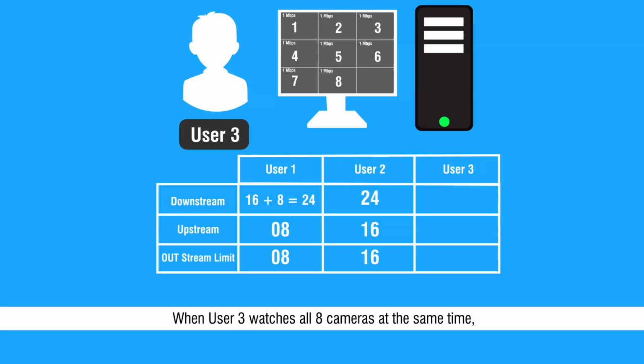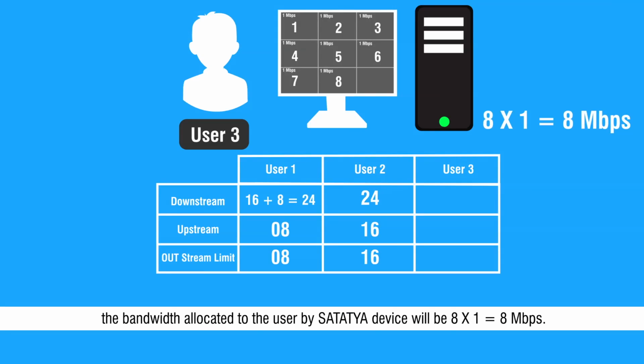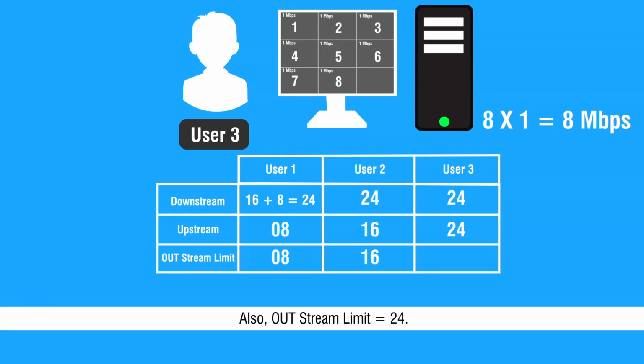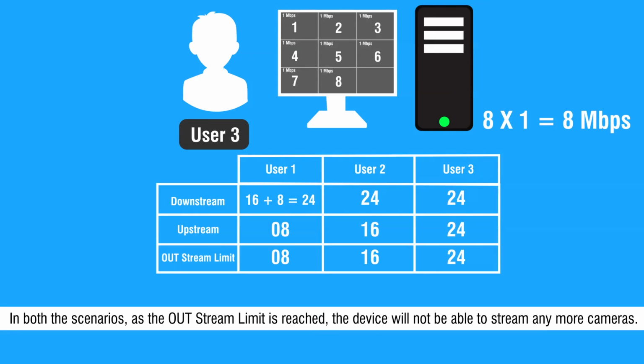When user 3 watches all 8 cameras at the same time, the bandwidth allocated to the user by SATATYA device will be 8 into 1, that is 8 Mbps. So downstream in this case is again 24 Mbps and upstream is 24 Mbps. Also, outstream limit is 24.